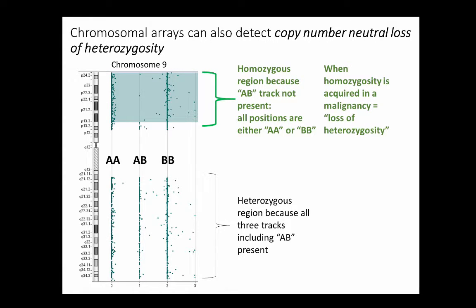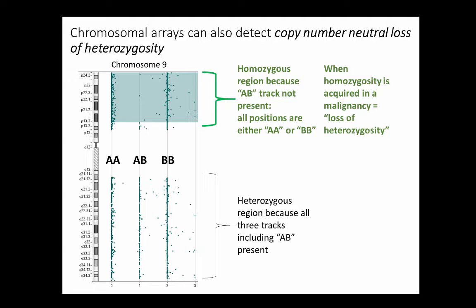However, if we have regions in the genome in which we are only homozygous for the A allele or homozygous for the B allele, and there are no positions at which we are heterozygous, in that we don't have positions that we have one of A, one of B, this is known as loss of heterozygosity, in that previously this region had been heterozygous, but in the course of leukemogenesis, one copy was lost and the other copy was duplicated.